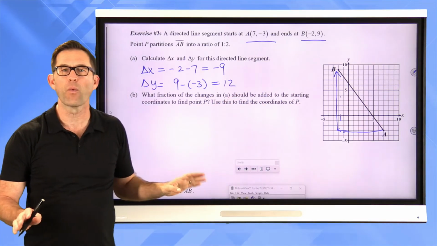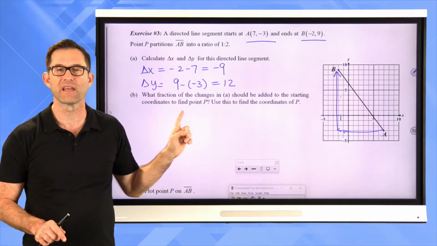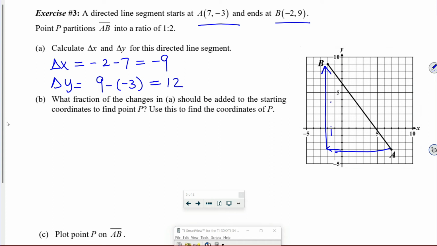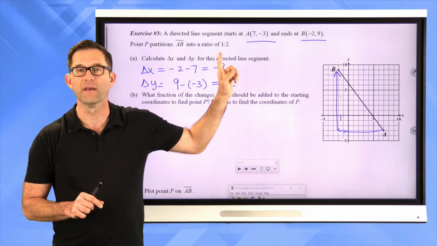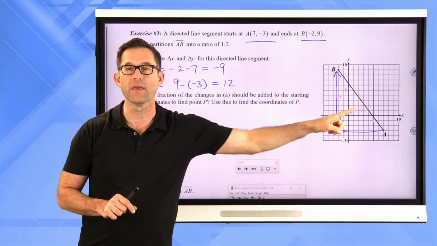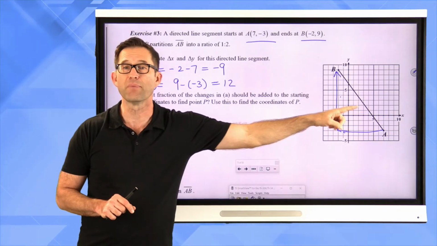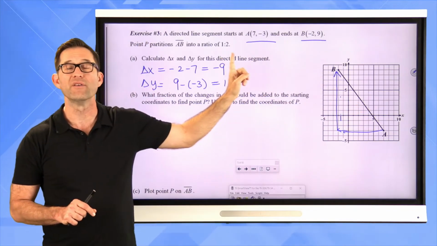Now let's talk about what that fraction of change is. Let's take a look at letter B. What fraction of the changes in A should be added to the starting coordinates to find point P? Use this to find the coordinates of point P. Well, again, the idea is wherever P is, the distance from A to P compared to the distance from P to B would be 1 to 2.